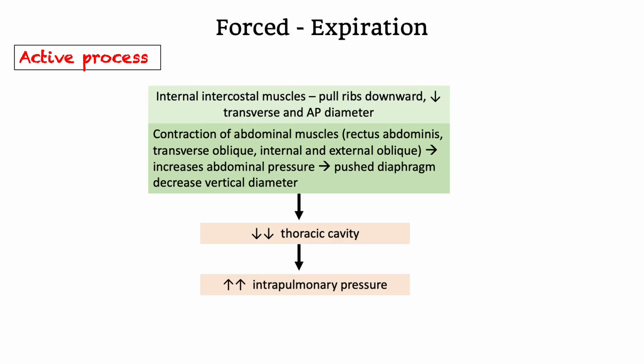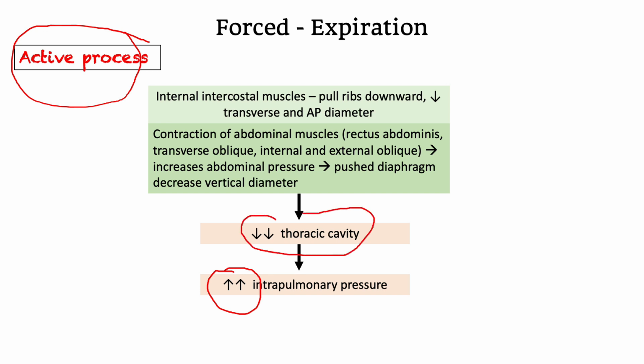Okay, so now we move on to forced expiration. So if we compare forced expiration and quiet expiration, forced expiration is an active process. So here again we need to make sure that the intrapulmonary pressure is high so that it can move the air from inside the lung to the environment. Okay, so how do we achieve this? By decreasing the volume of the thoracic cavity. So we will decrease the volume much more than during quiet expiration. So how do we do this?